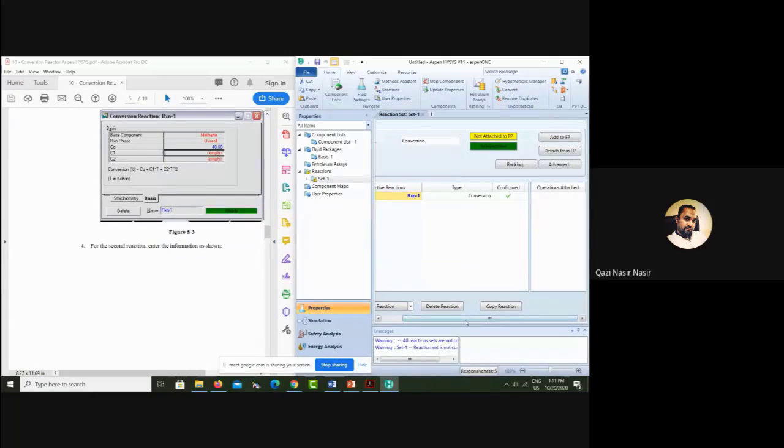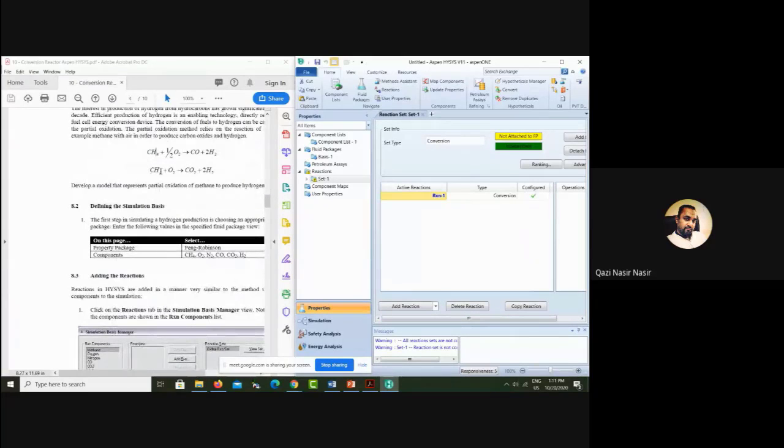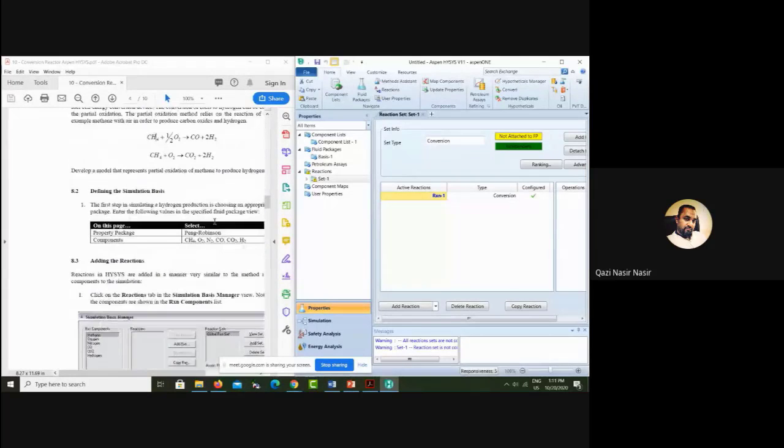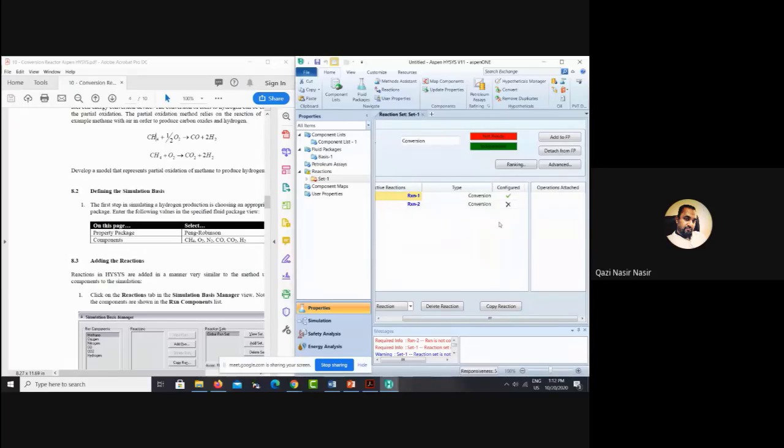Now you need to add a second reaction, which is this one: CH4 plus oxygen gives you carbon dioxide and hydrogen. So you can see the first is methane. Again, you need to click on add reaction. And because this is also a conversion reaction, you will pick the conversion reaction. You add the reaction, nothing seems to happen here, but it is happening behind. So again, now you double click and open.